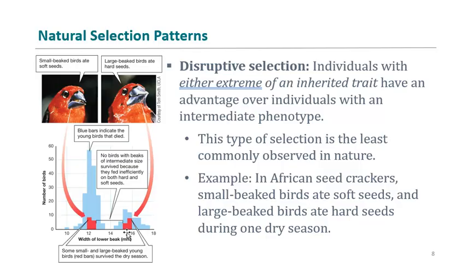If it's a medium-sized male salmon, then they're not very successful, because a lot of times the larger males might pick a fight with the medium-sized males, and they're still too big to be able to sneak in without going unnoticed. So disruptive selection, once again, is where both ends of the spectrum are favored, right? The two extremes are favored in this case.